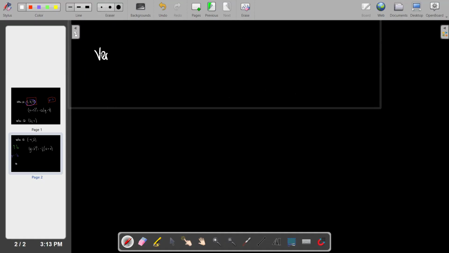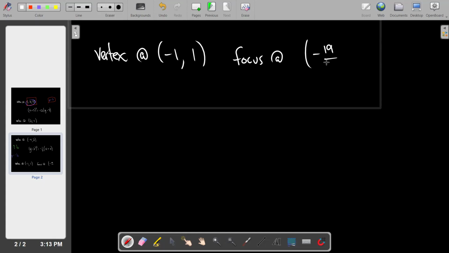So let's do one where the vertex is at -1, 1, and the focus. So here we go again. We're kind of going off the norm here. The focus is going to be at the point -19/20 and 1.